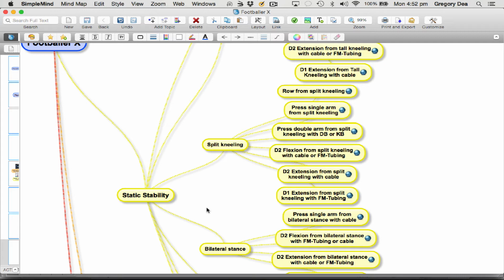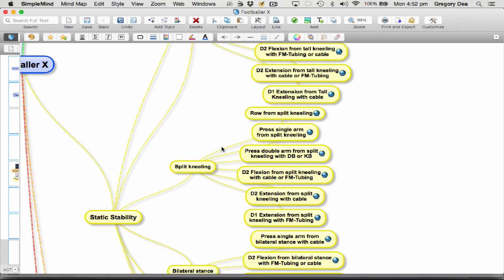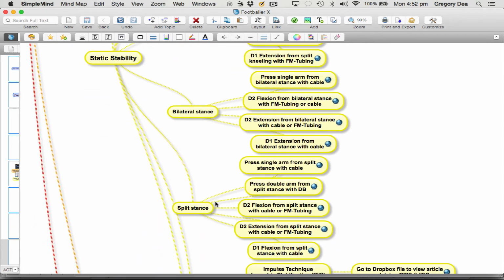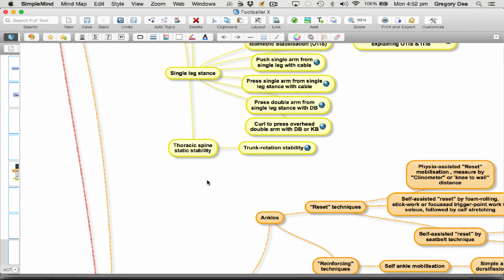So for example, we have again the same positions: bilateral stance, split kneeling, tall kneeling, 4-point kneeling. We're also going to have in there split stance, single leg stance. These are a little different from the dynamic stability ones, but there's a whole bunch of examples in there, and I've given him some links. We've also got some thoracic spine static stability in there because the particular injury involved the lumbar spine. So it involved rehabilitating the joints above and below it, which is the hip joint and the thoracic spine.